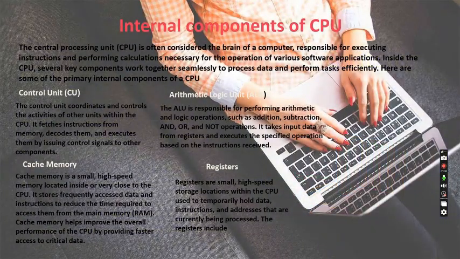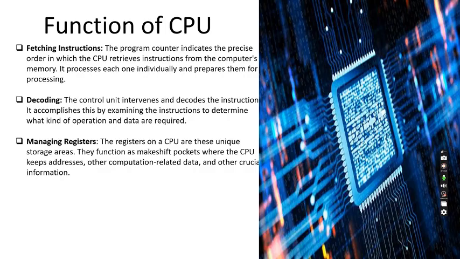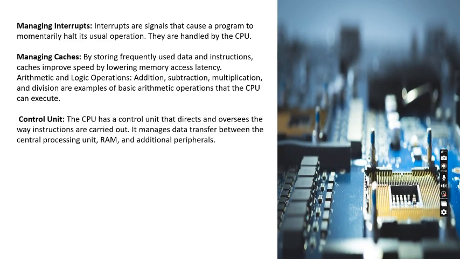Internal components of a CPU. The central processing unit is often considered the brain of the computer, responsible for executing instructions and performing calculations necessary. The first one is the control unit, and the second one is the ALU, that means arithmetic logic unit, and cache memory and registers. Functions of a CPU: fetching, decoding, managing registers, managing interrupts, managing caches, control unit.